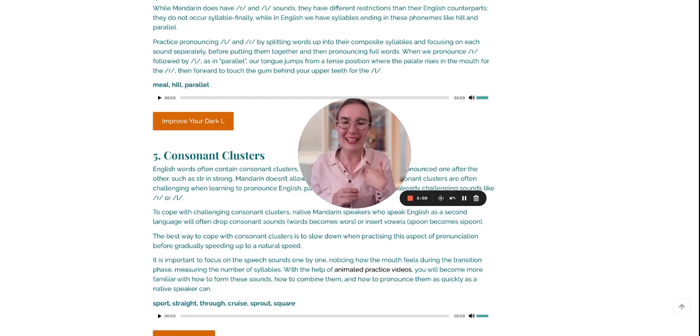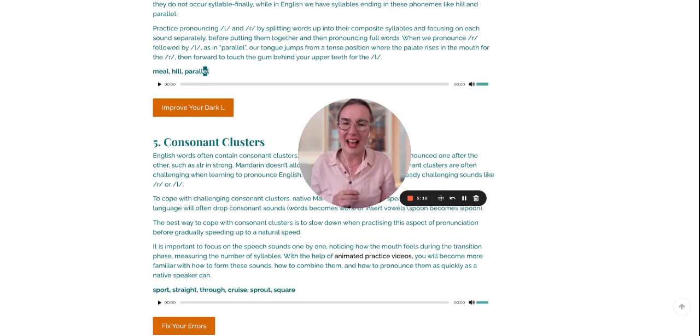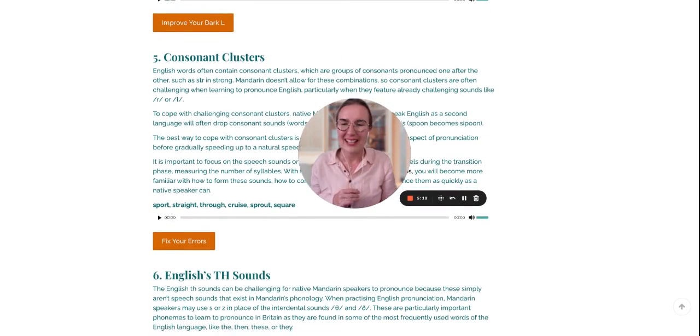Parallel. Notice that the L before the vowel here is a clear L. We're not raising the back of our tongue that time. Parallel. Next, we have consonant clusters.